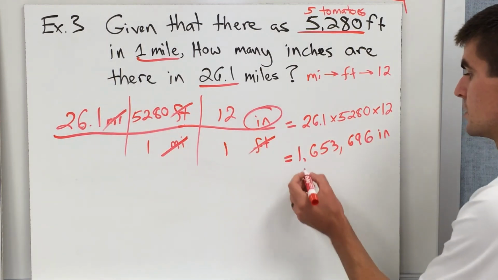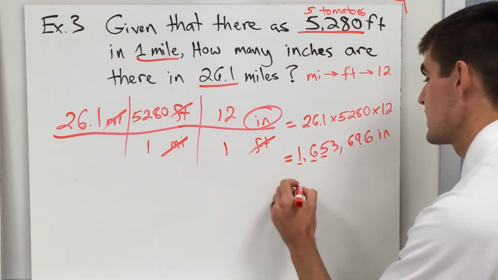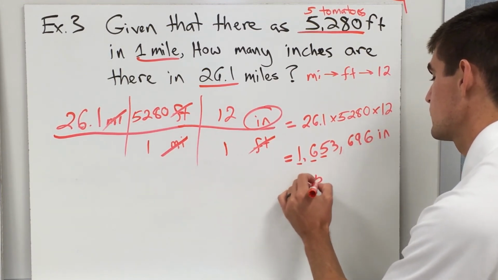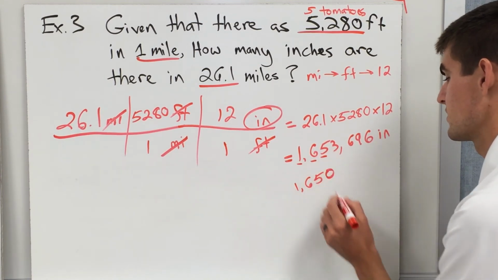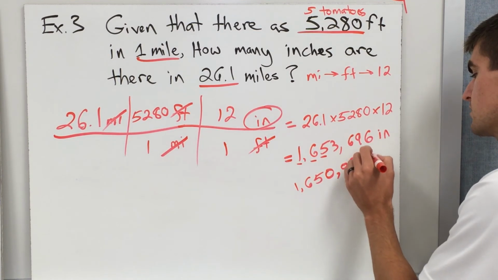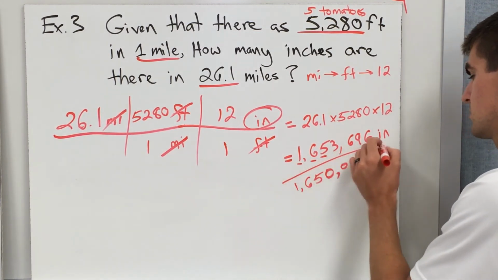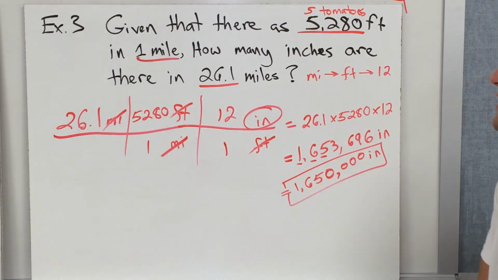So let's go to 3. 1, 2, 3. The next number is a 3, so I'm going to round down. 1, 6, 5. And then we said that 3 we were rounding down. Show magnitude, don't forget those zeros, inches. That right there is our final answer.